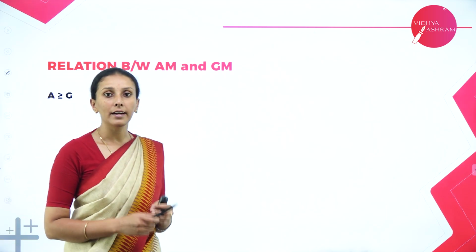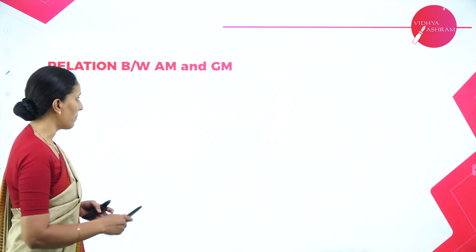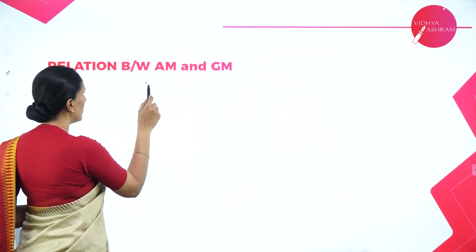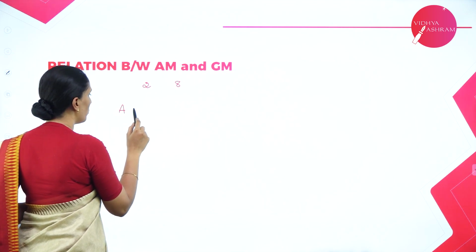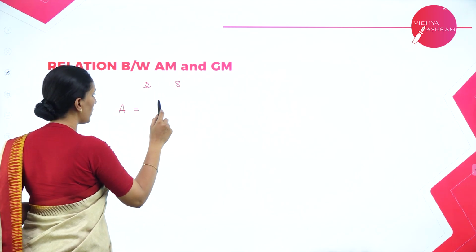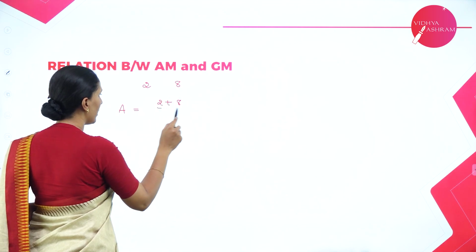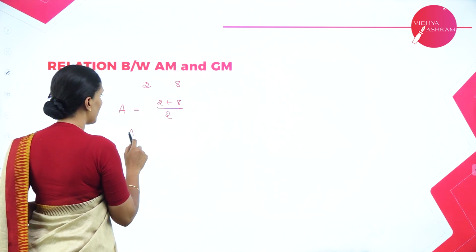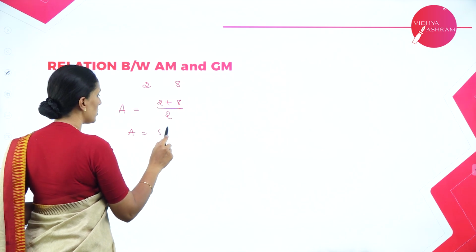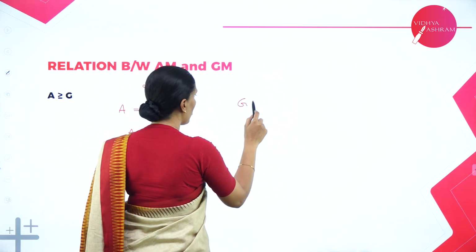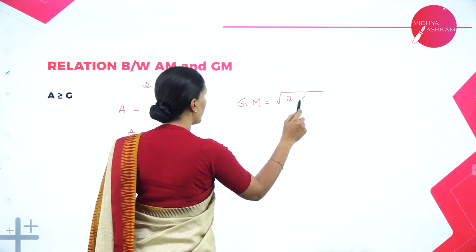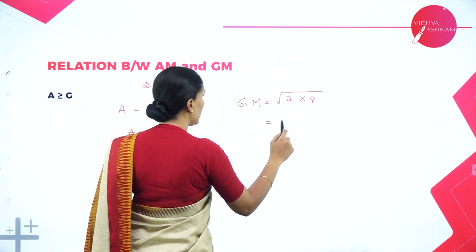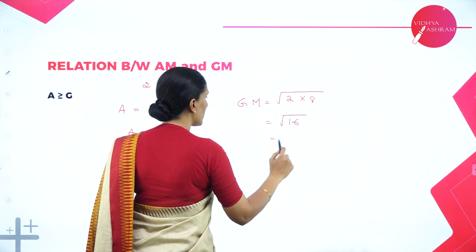Here it says that the arithmetic mean is always greater than the geometric mean. Let's take an example. Let me take two numbers, 2 and 8. What is the arithmetic mean of these two numbers? 2 plus 8 divided by 2. So the arithmetic mean is 10 by 2, which is 5. Now let's take the geometric mean of these two numbers. This is square root of a into b, that is 2 into 8, which is 16. So the square root is equal to 4.